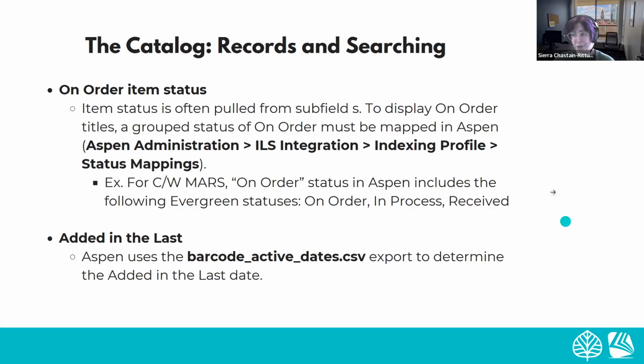So that is something to know, especially if you do use acquisitions with your Evergreen instance. You'll want to think about that language that you're using and making sure you clarify to your libraries that the statuses in Evergreen might be different from the statuses in Aspen.